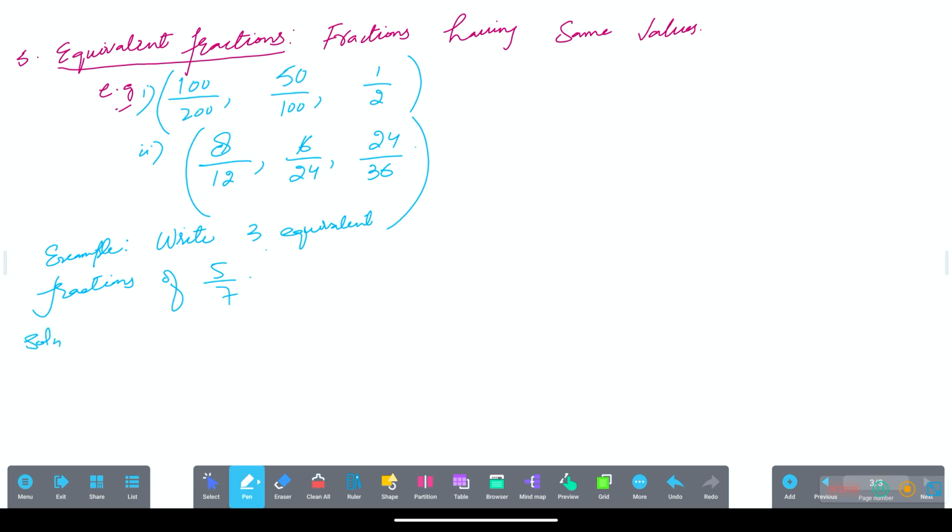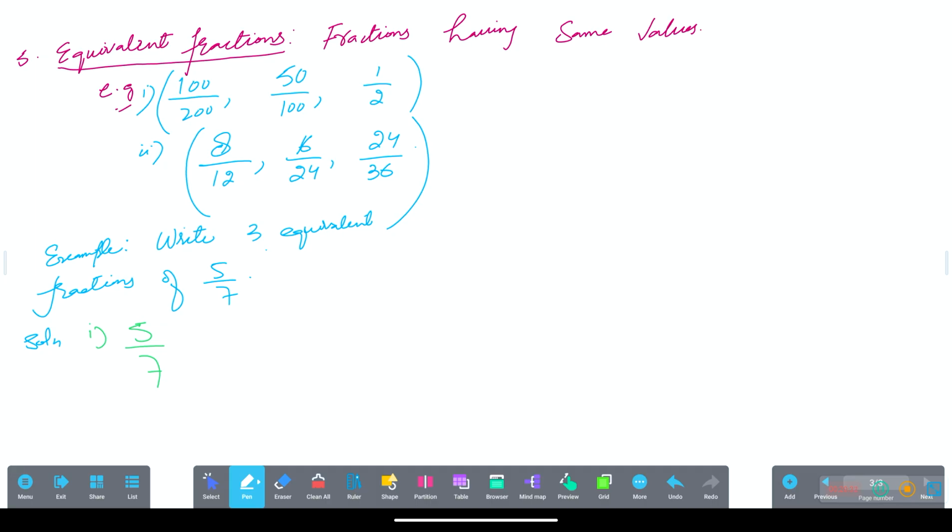If the given fraction is already in the lowest form, that is, if we do the cancellation of these two numerator and denominator, is that possible? You can clearly see that here. Whenever the cancellation of the fraction is not possible, it means we have to find the rest of the equal fractions by multiplication. Now I am writing first. It is 5 by 7. How will you find its equivalent fraction?